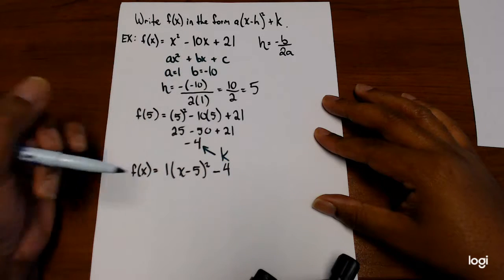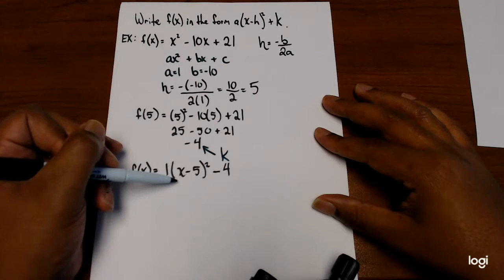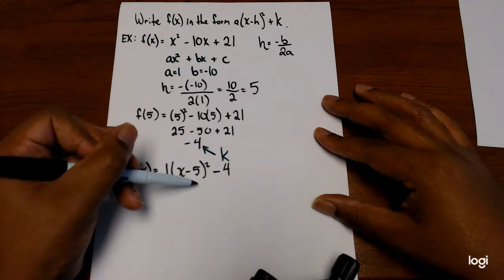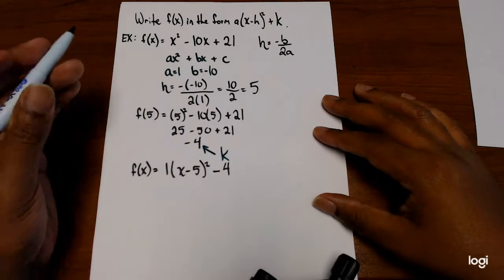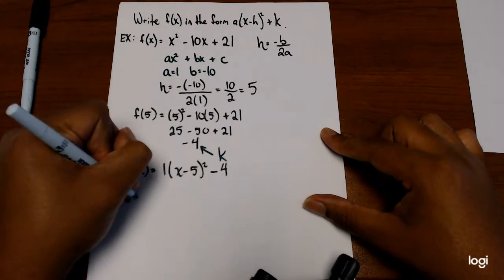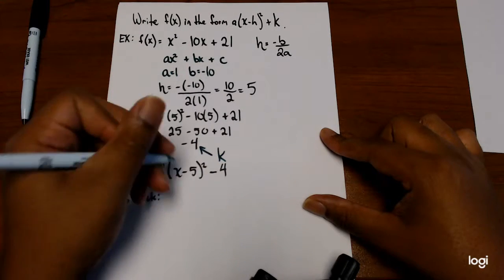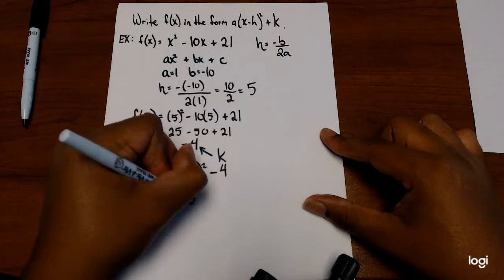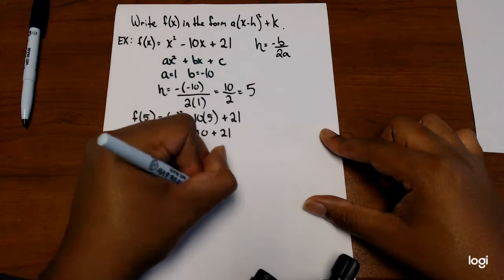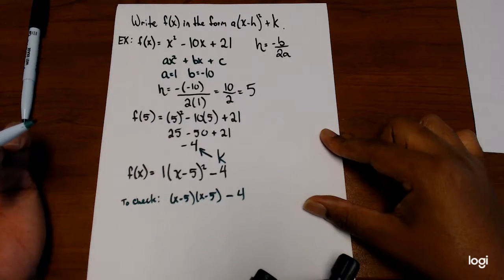If you want to check, let's say you go through this entire process and you're not 100% sure that your answer is correct, you could actually expand this. So in other words, you're going to write it out as x minus 5 times x minus 5, and you multiply that out. So to check, all right, we're going to expand this. That's x minus 5 times x minus 5. We'll multiply and then subtract 4.